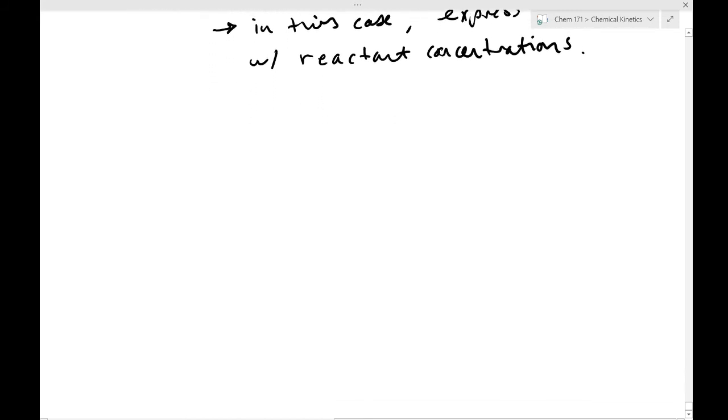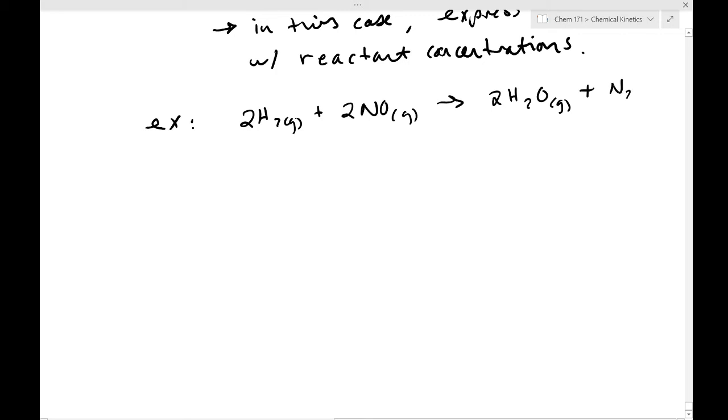So we want to express the intermediate concentration using reactant concentrations. So for example, if we have a reaction between hydrogen gas and NO gas to form 2 waters and nitrogen gas, the rate law that we measured experimentally, so the experimental rate law, is equal to the rate constant times hydrogen times NO squared.